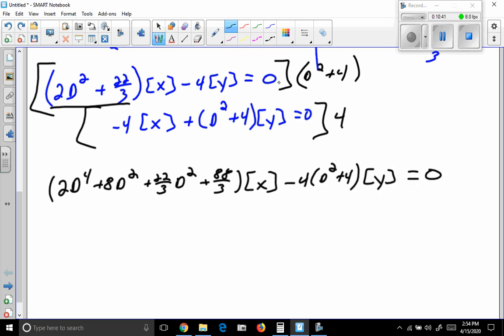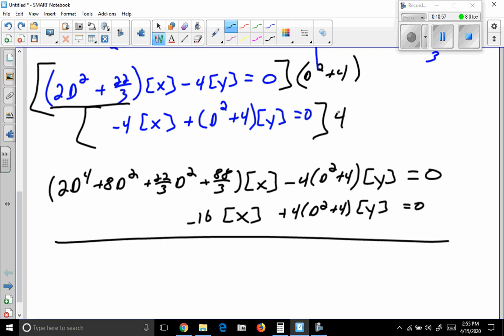And anything times 0 on the right is 0. Out front, negative 4 times 4 is negative 16. That's our operation on x. And then we have plus 4 d squared plus 4 is our operation on y. And notice those cancel. So our y's are gone. We have no operation on y, or our operation is 0 times y, so our y's are gone.